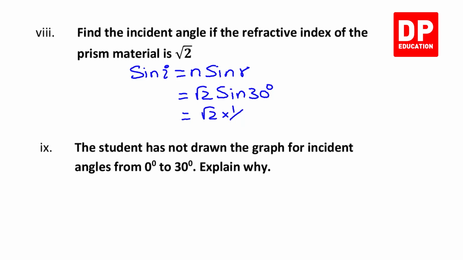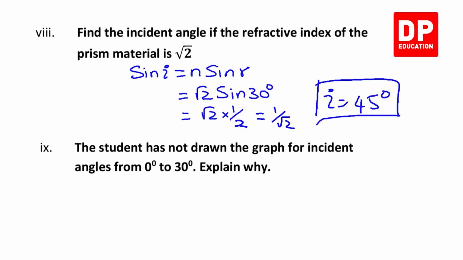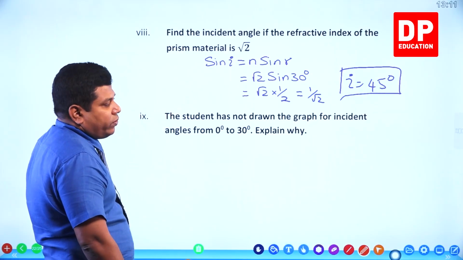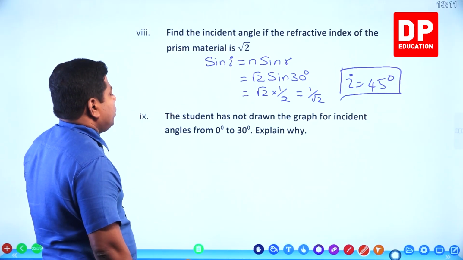Sin 30 is half, 1 over √2. Sin I is 1 over √2. What would be I? Straight away you can say I is 45 degree. Basics we studied: sin 45 degree is 1 over √2. The student has not drawn the graph for incident angles from 0 to 30.